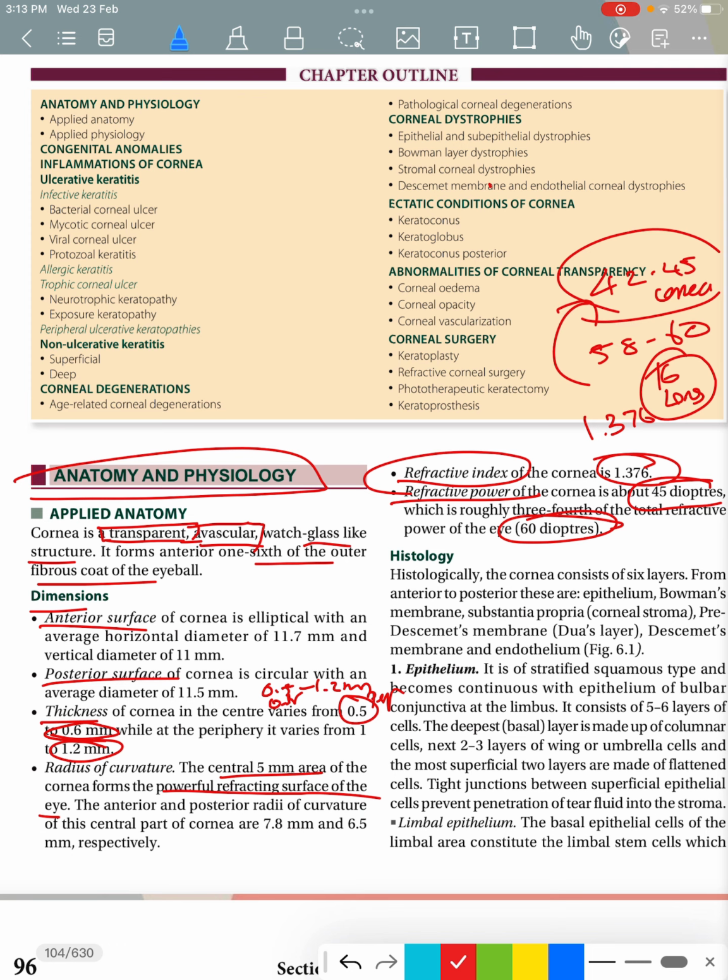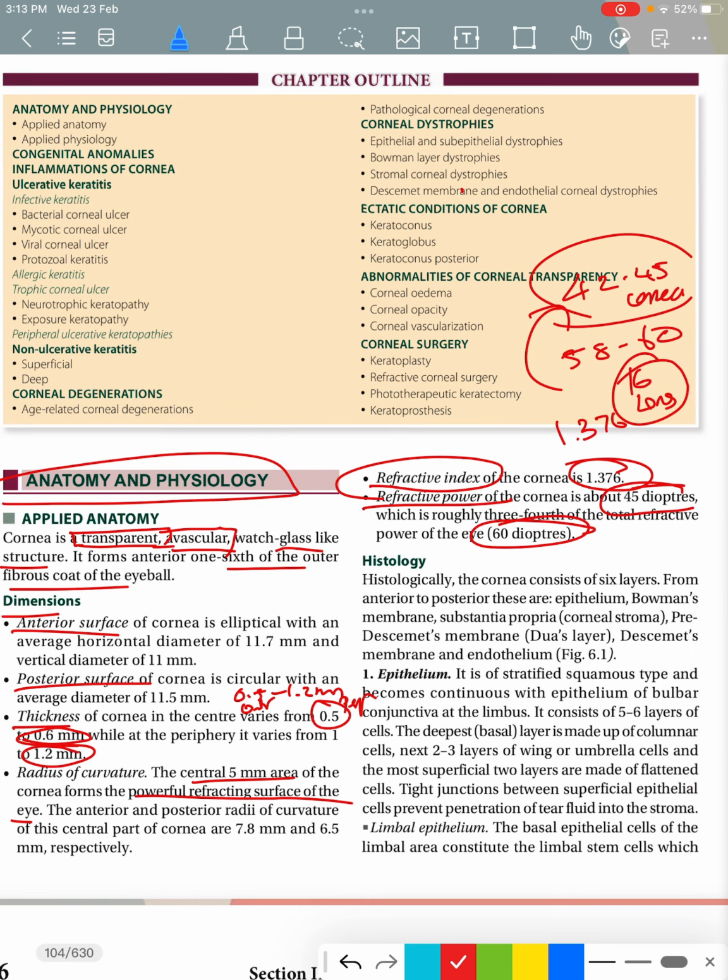Then histology. The cornea is made up of 6 layers. Before the identification of the 6th layer, there were only 5 layers. Now there are 6 layers, the new layer being the newly identified one. First is the epithelium, the outermost surface. It is stratified squamous epithelium.